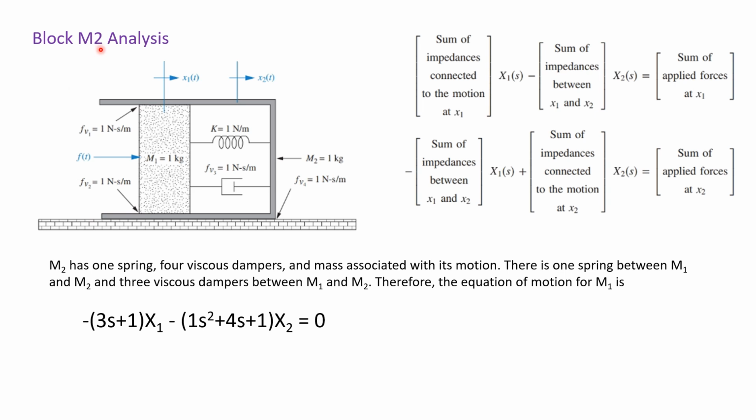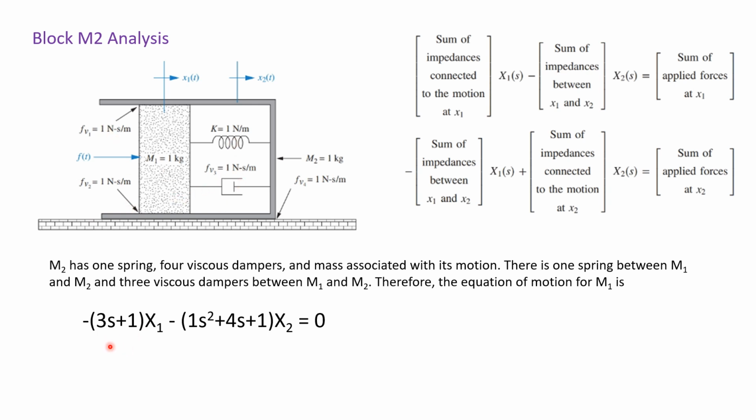So now let's take a look at block M2. M2 is this outer box here. So M2 has one spring here. It's got four viscous dampers. So here's a damper, here's a damper, here's a damper, and here's a damper. And it's got a mass associated with its motion. There's one spring between M1 and M2, and there are three viscous dampers between M1 and M2, here, here, and here.